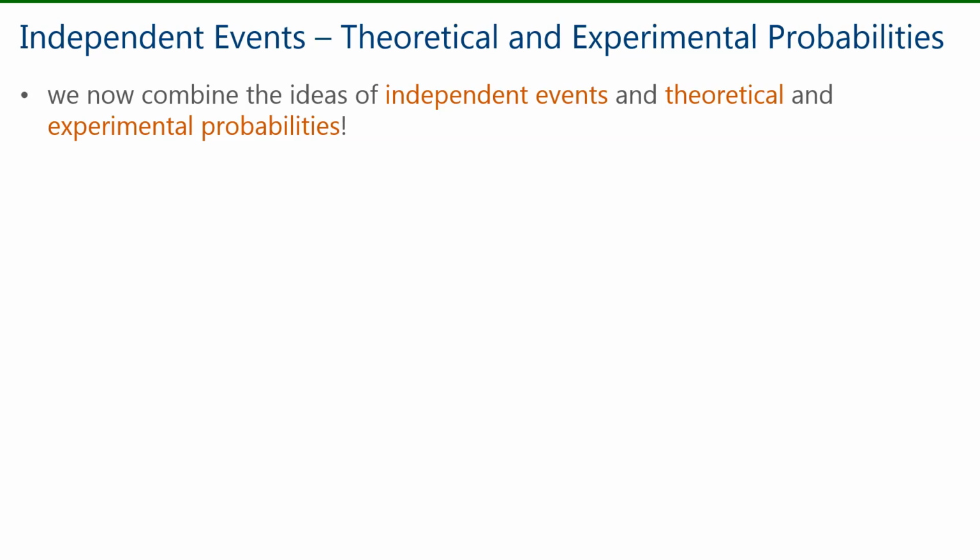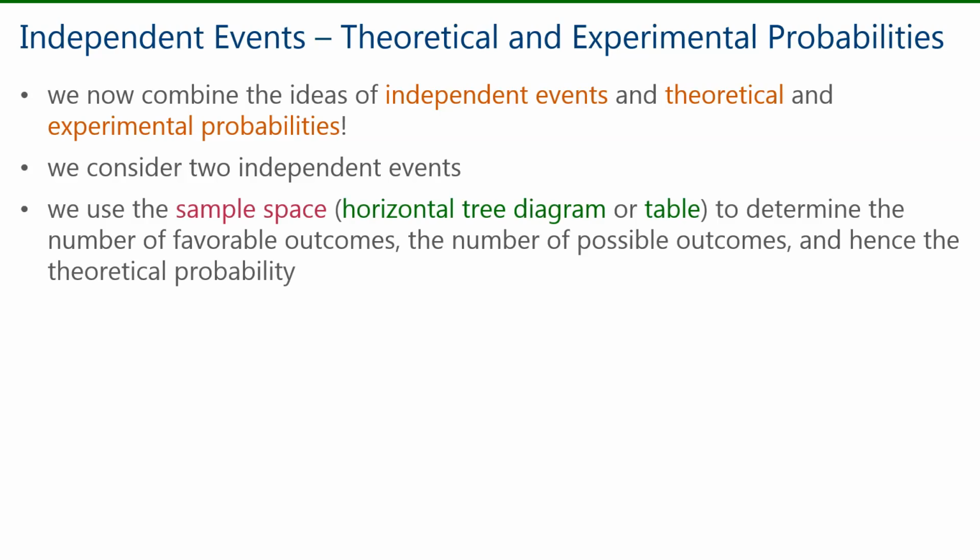We now combine the ideas of independent events and our theoretical and experimental probabilities. We will consider two independent events. We will use the sample space, and I will obtain this sample space using a horizontal tree diagram or a table. You are certainly more than welcome to use any of the other visuals that we've discussed. And we'll use this to determine the number of favorable outcomes, the number of possible outcomes, and hence the theoretical probability.